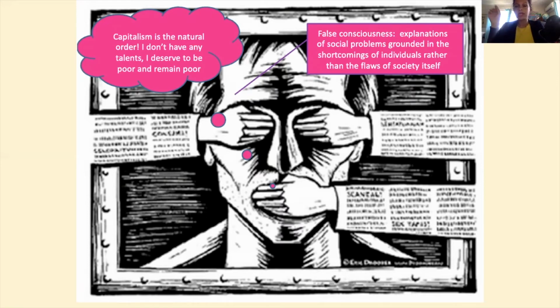Remember, we talked about personal failure in contrast to a sociological imagination. Personal failure is seeing everything from the perspective of your fault. False consciousness carried that. And capitalism, according to Marx, was reproduced through these other social institutions; people saw it as the natural order of things. So we don't critique it. So a laborer, a proletariat, would think, I don't have any talents, I deserve to be poor and remain poor. And God said, you should work hard.